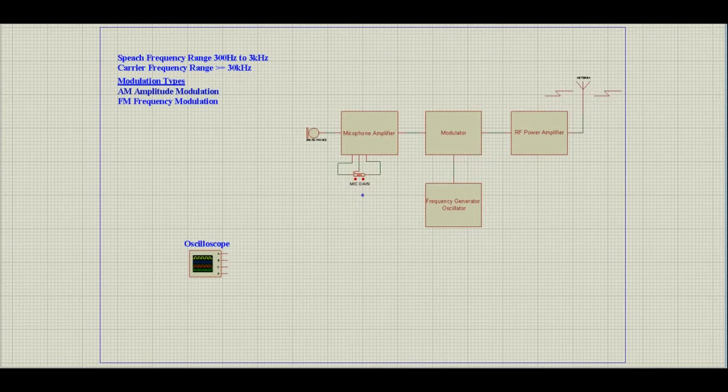Hi, I'm Des, Model G6WCX. I'm going to be talking to you today about the basic transmitter.